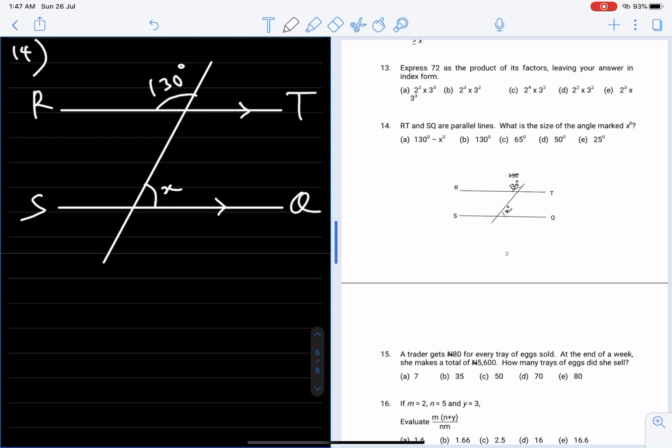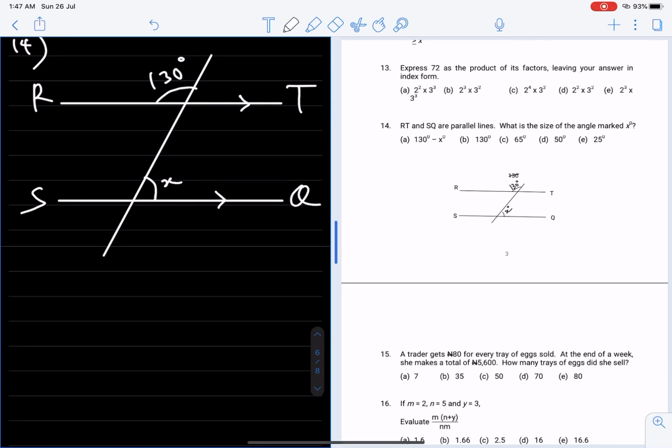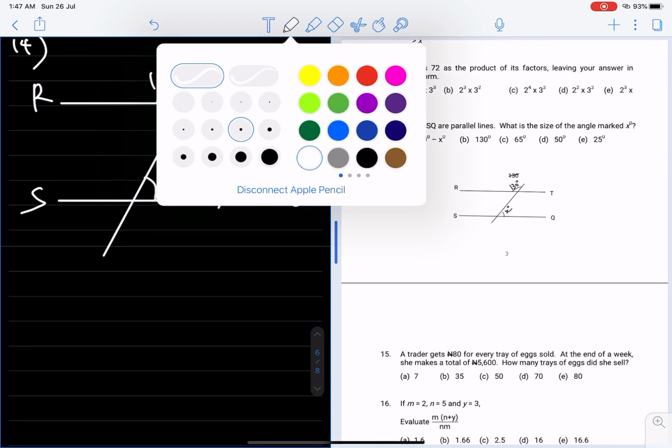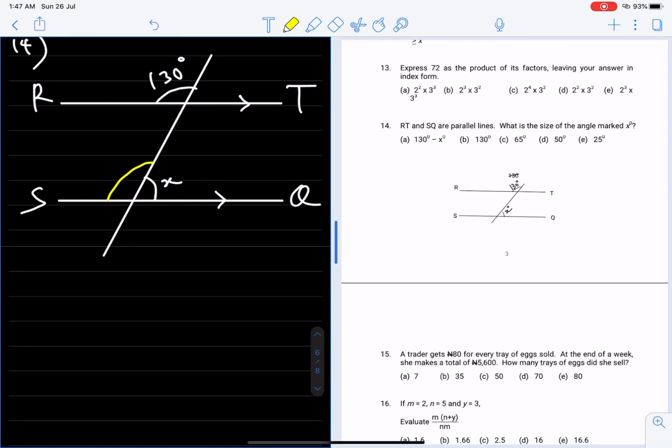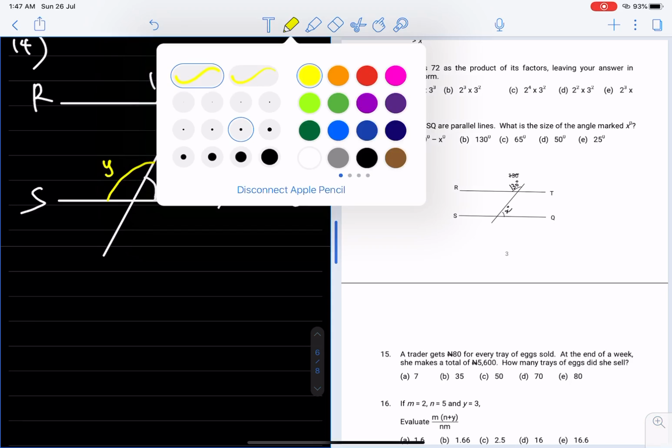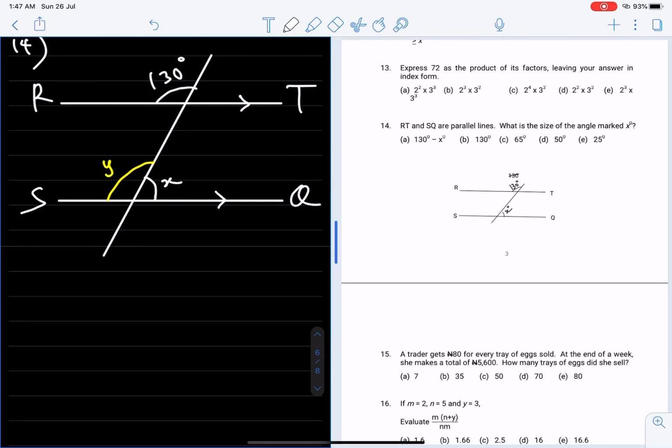What do we do? Of course, we can see that. Let me call this Y. Y is equal to 130 degrees. Those are corresponding angles, because they are corresponding angles.